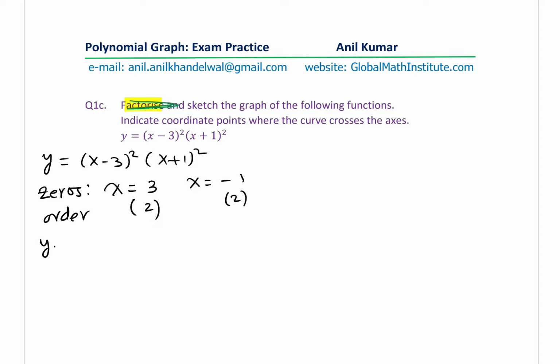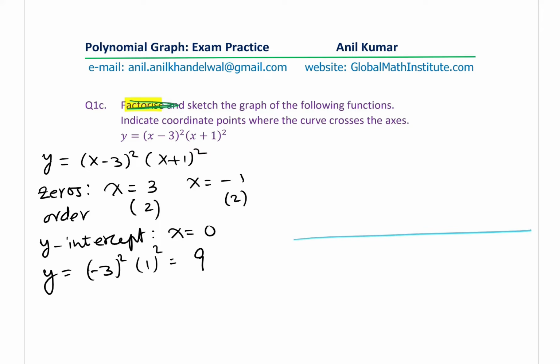Now let's find the y-intercept. Y-intercept means x value 0. So for that, the y value is (minus 3) square times 1 square, which is 9. So y-intercept is at 9, right? Now with this, we should be in a position to sketch the graph. We have two zeros here, one at 3 and the other at minus 1. So let's say this is minus 1 and that point here is 3. Most of our drawings will be rough sketches, and that is what is required for this particular question.